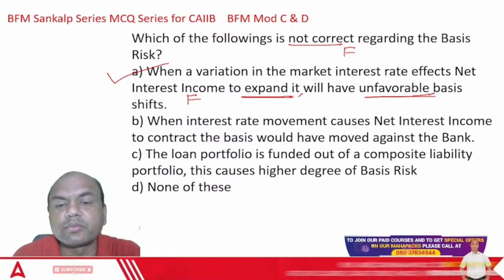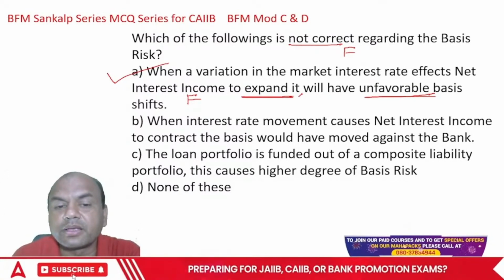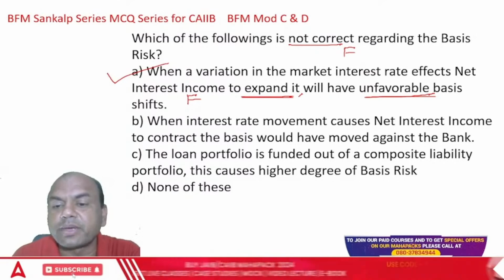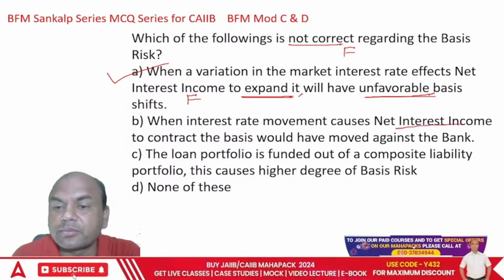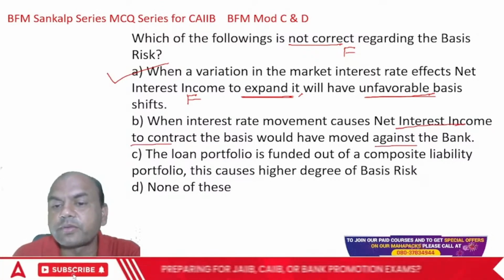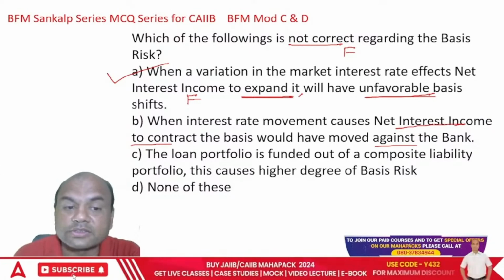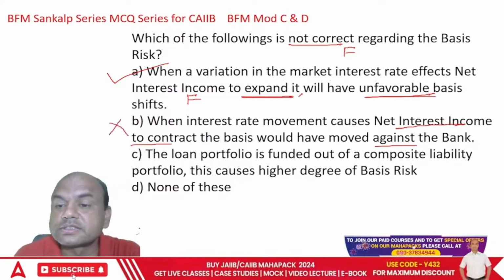When the interest rate movement causes net interest income to contract, the basis would be moved against the bank. So obviously, net interest income to contract means it is against me, unfavorable to me, isn't it? So that's why B is true. So this is not the answer. We want false. This is true.